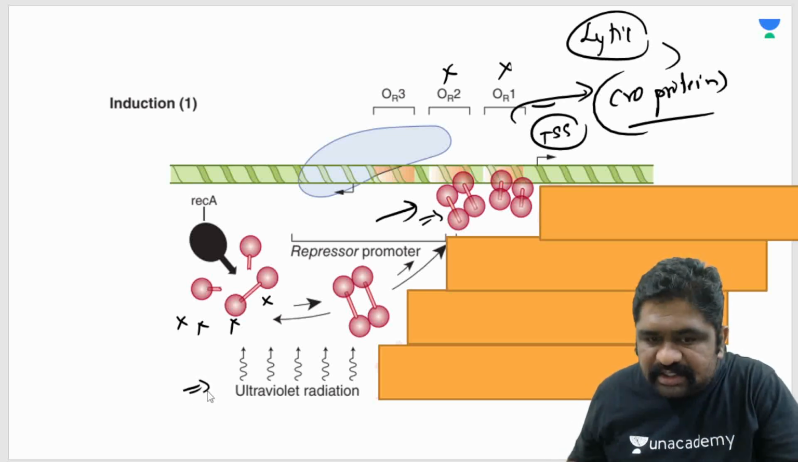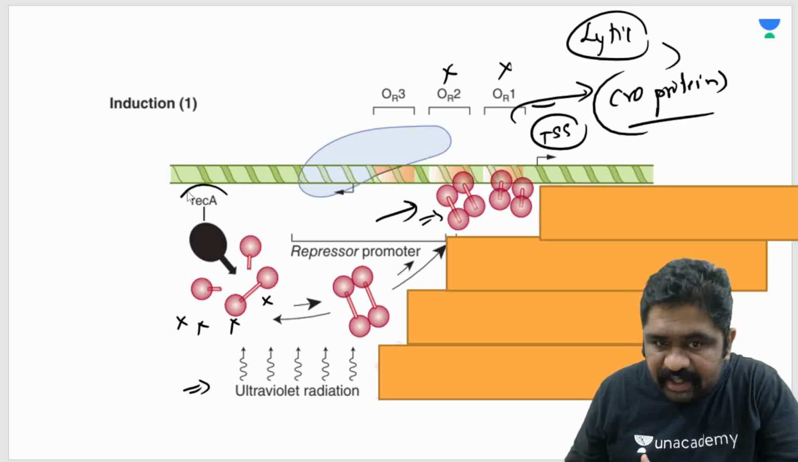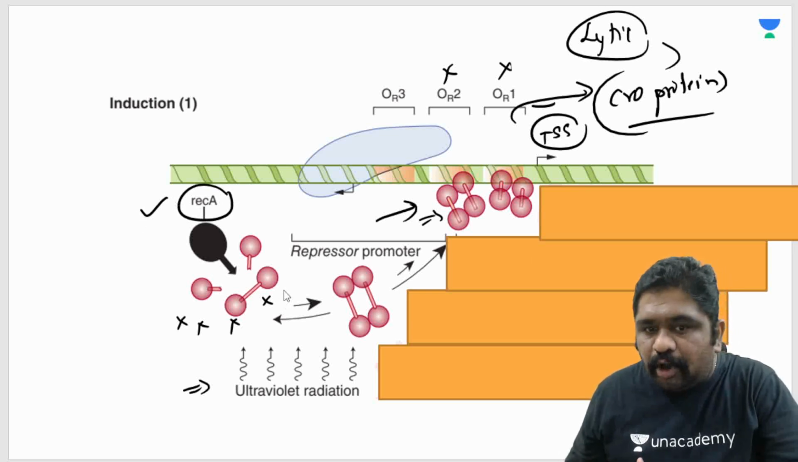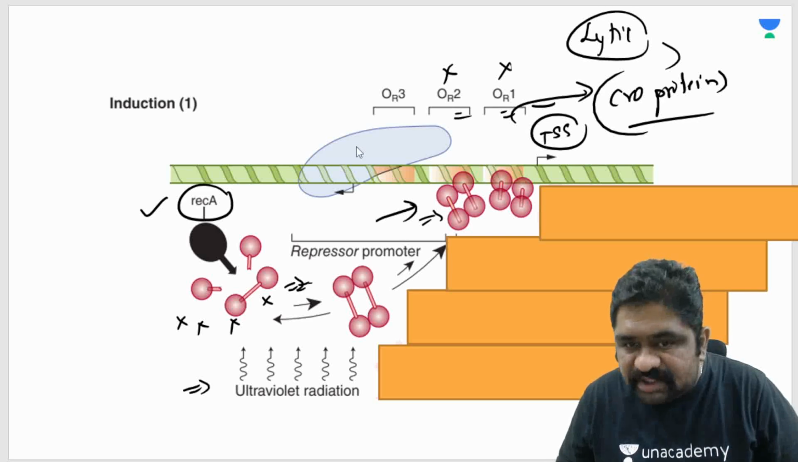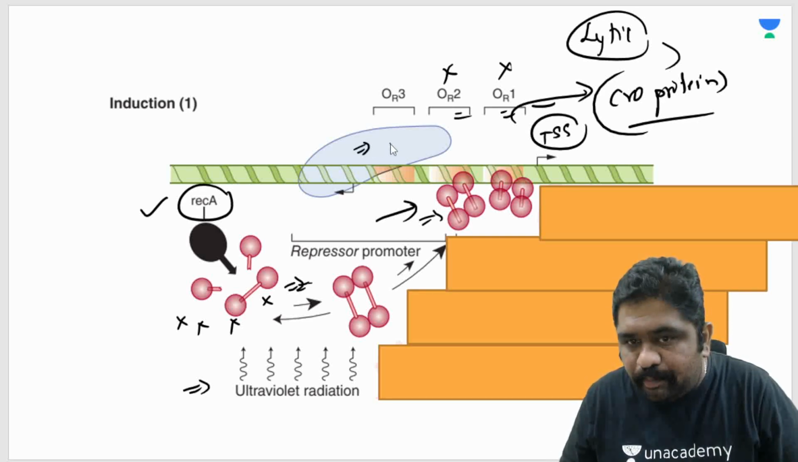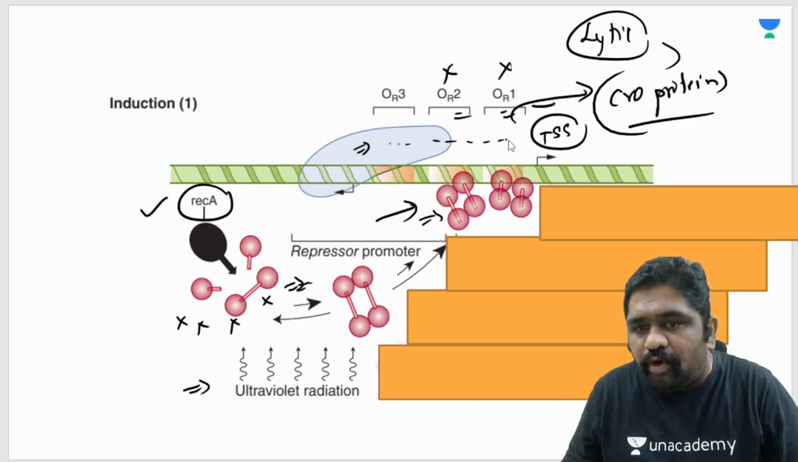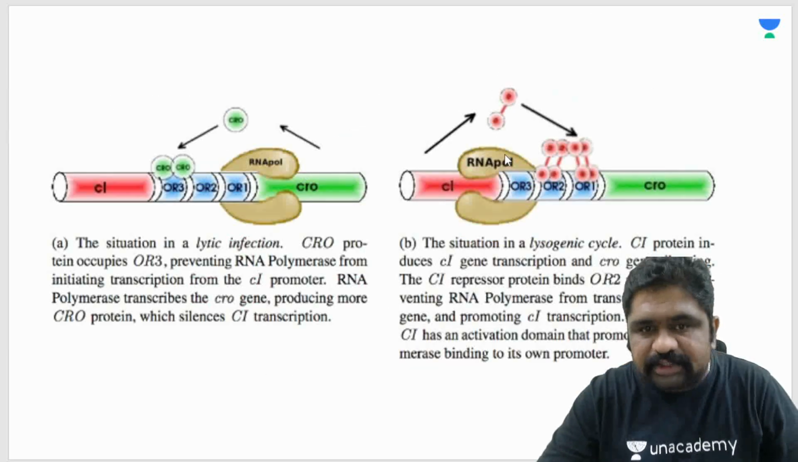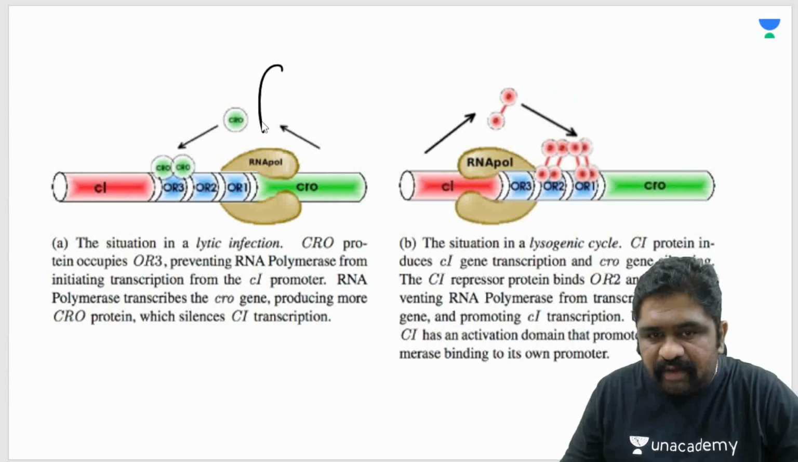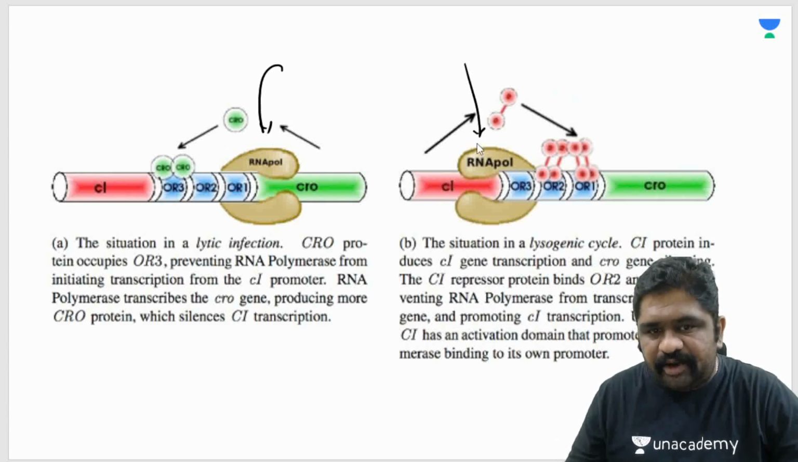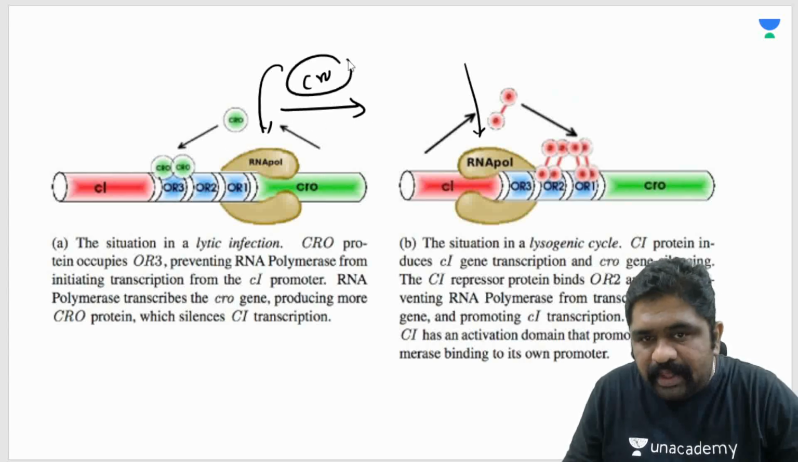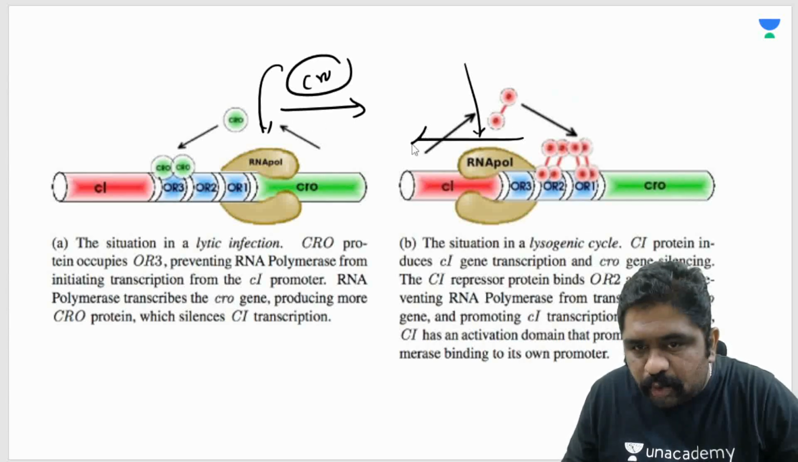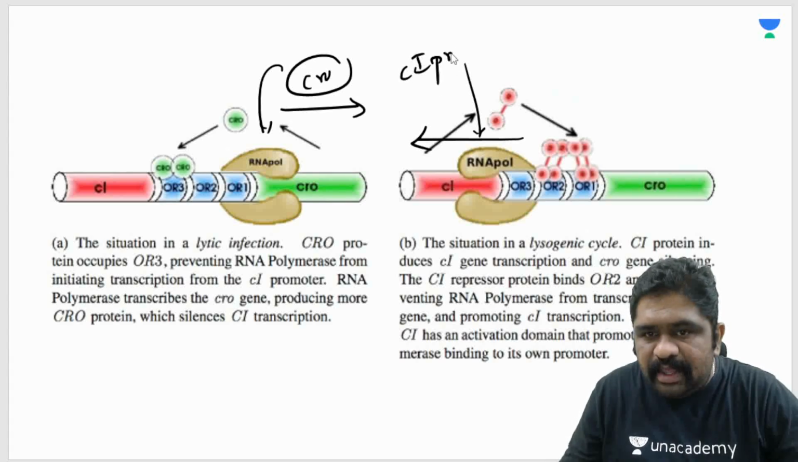So ultraviolet radiation can induce the RecA protease activity, because of which the repressors that are binding to the OR1 and OR2 can be removed. That is, the repressors are broken down, because of which this blue colored island area called RNA polymerase will be able to move forward in this direction. Now look at this picture here. So in simple terms, we have RNA polymerase here, RNA polymerase here. If the RNA polymerase is moving in this direction, then CRO protein will be activated. If the RNA polymerase is moving in this direction, CI protein will be activated.